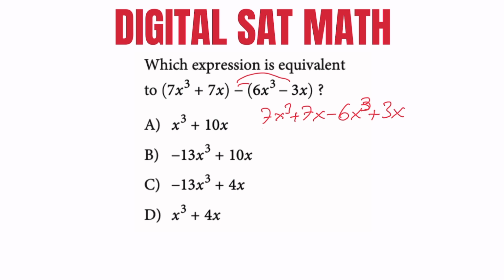So let's underline the same terms. There are cubes in here and x's, so they're the like terms. We need to combine them. 7x cubed minus 6x cubed will become x cubed. And plus 7x plus 3x gives you 10x. So the answer is x cubed plus 10x.